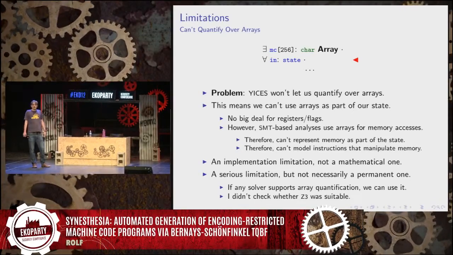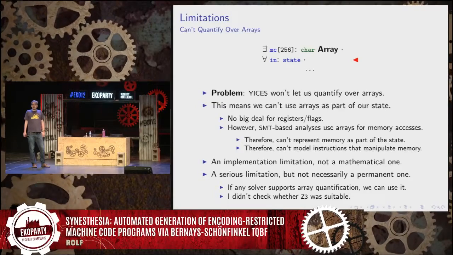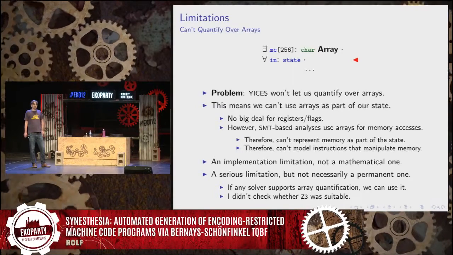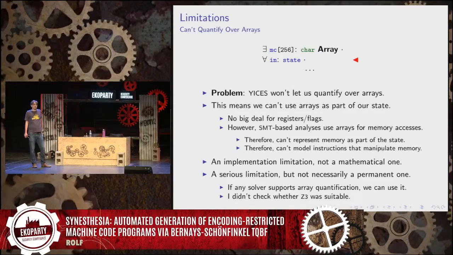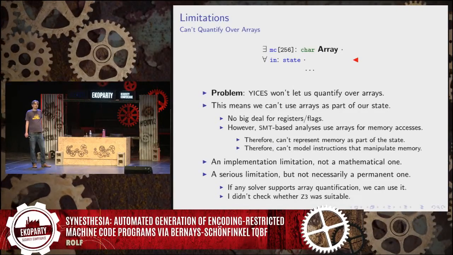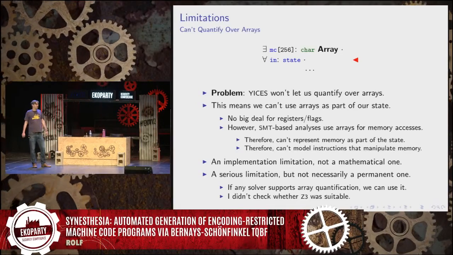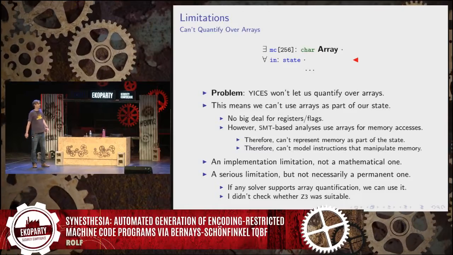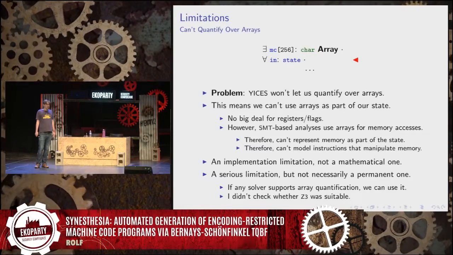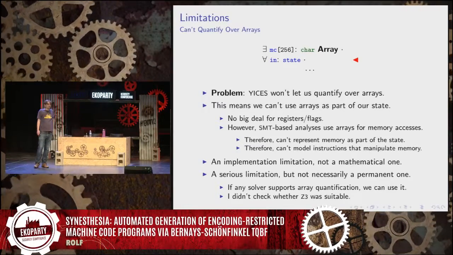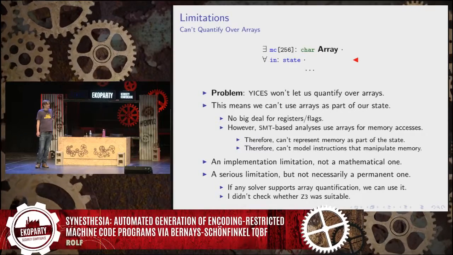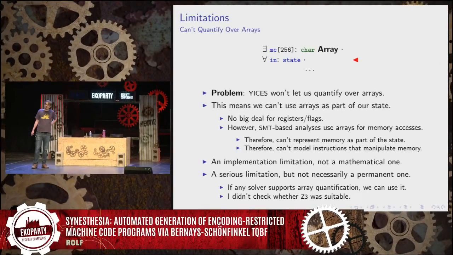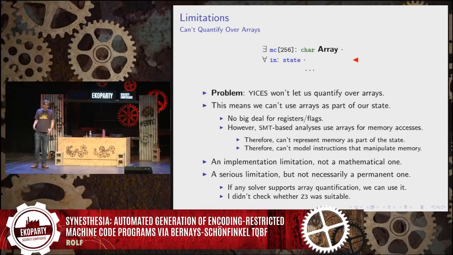However, this is not actually a theoretical problem. In theory, you can solve these constraints, so this is just an issue with the current implementation of Yices that I'm using. I didn't check to see whether Z3 or CVC4 would allow me to do this. I didn't have time, but I'm getting some indication from the audience that Z3 will let you quantify over arrays, so thanks, audience member.